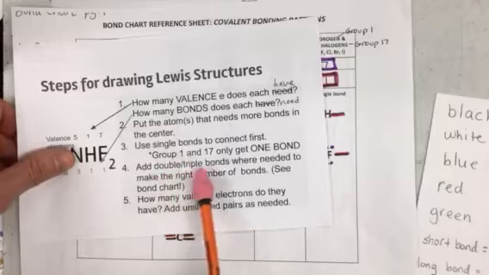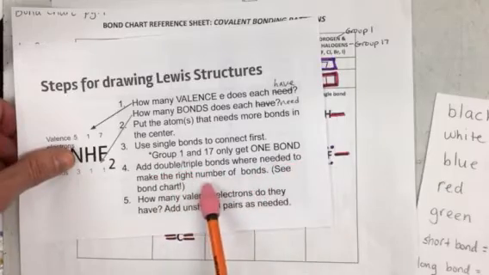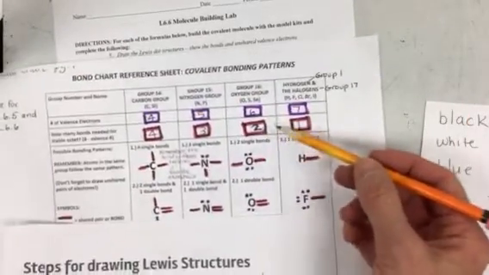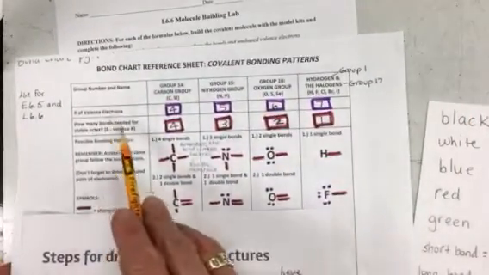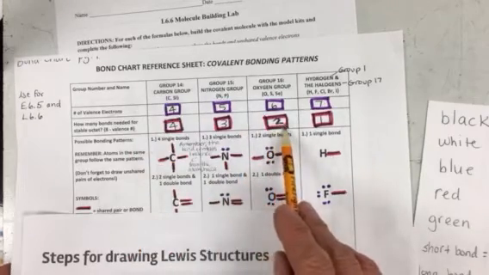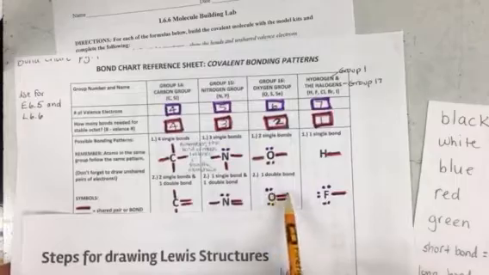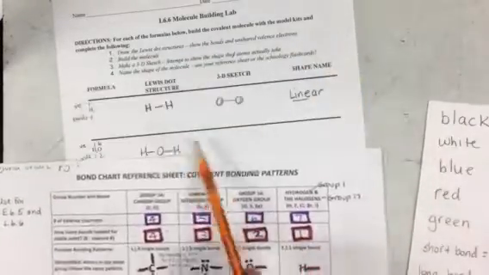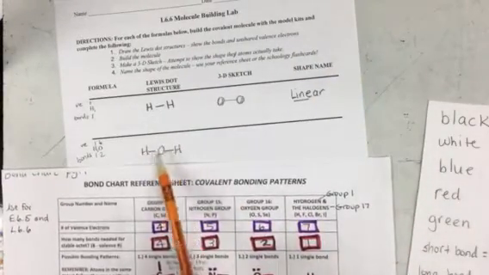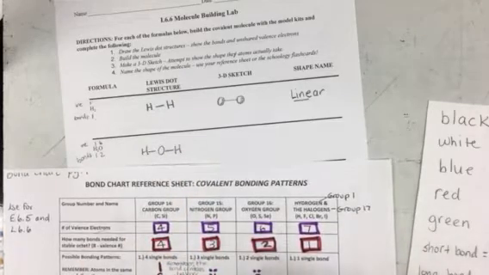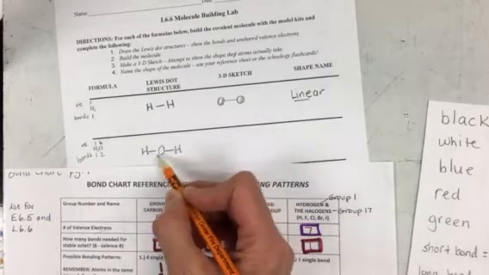Next step, add double or triple bonds where needed to make the right number of bonds. See the bond chart. So when I look at oxygen, I see that it needs 2 bonds. How many bonds needed? That's the red number. And I see that can happen either with 2 single bonds or a double. And I look at my picture and I have 2 single bonds touching that oxygen. So I don't need any more bonds. I don't need a double because that would make 3.